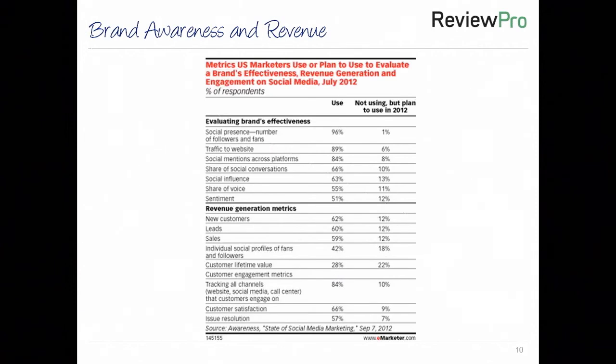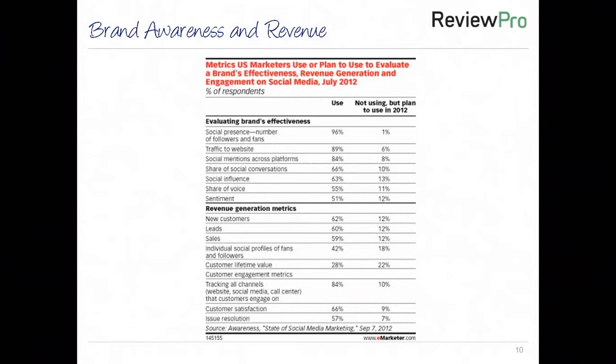which was done by a company called Awareness. They surveyed 469 US marketers from a variety of companies in July and asked about how they're measuring ROI. Essentially they broke it up into two sections, brand awareness and revenue generation. If you look at the top, again, 96% are using those vanity metrics to measure their performance, and then it drops off as you dig a little deeper. Traffic to website, social mentions, share of voice, things like that.